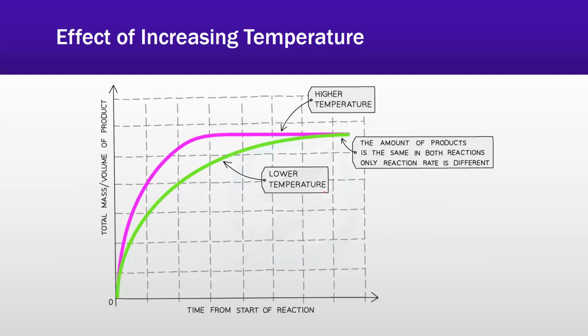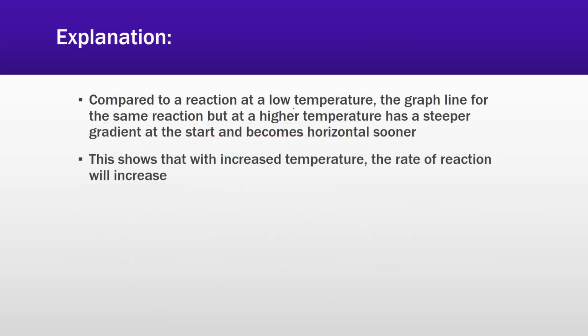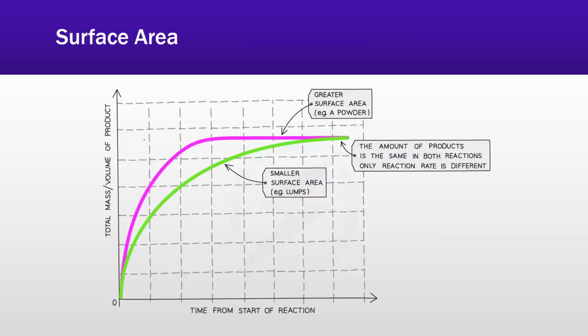Now, if we talk about the effect of increasing the temperature, again, you see that at a higher temperature, the graph has a steeper slope, and at a lower temperature, the graph is less steep. Compared to a reaction at lower temperature, the graph line for the same reaction, but at a higher temperature, has a steeper gradient at the start and becomes horizontal sooner. This shows that with an increased temperature, the rate of reaction will also increase.